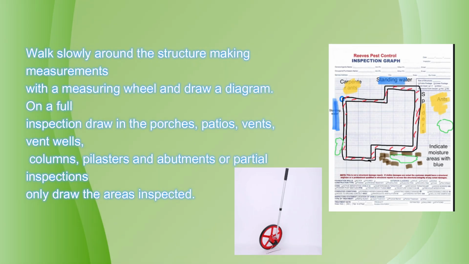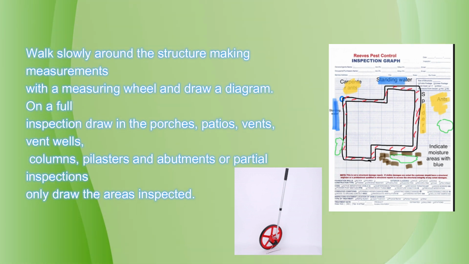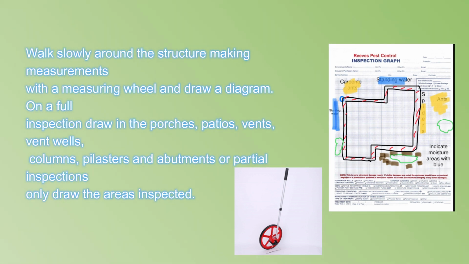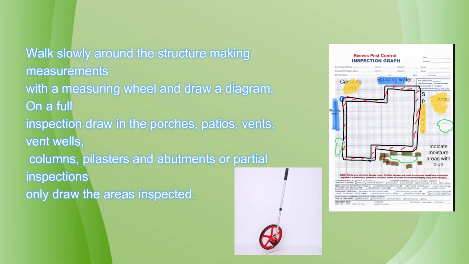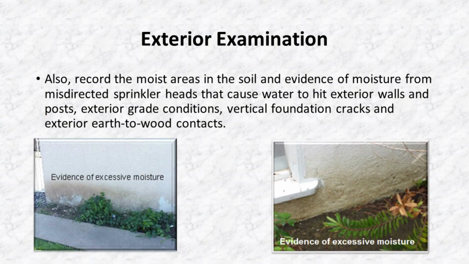Walk slowly around the structure, making measurements with a measuring wheel, and draw a diagram. On a full inspection, draw in the porches, patios, vents, vent wells, columns, pilasters, and abutments. For partial inspections, only draw the areas inspected. Exterior examination.